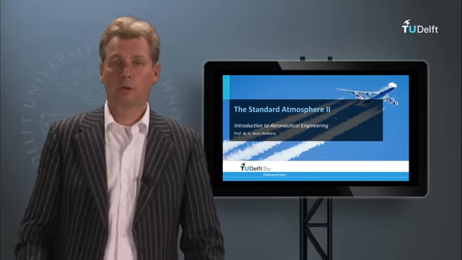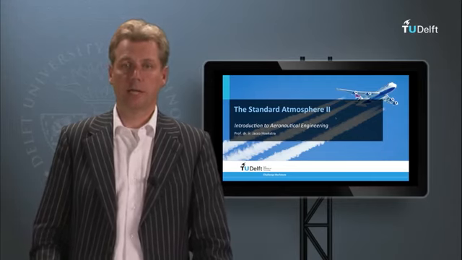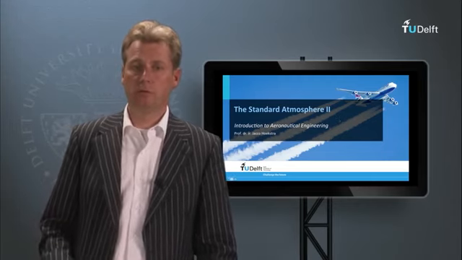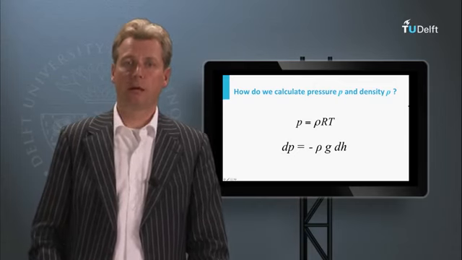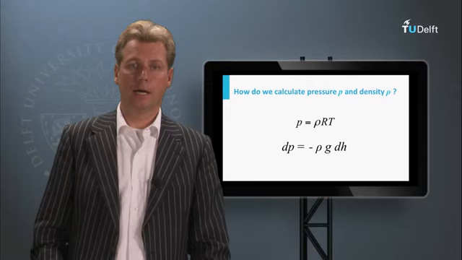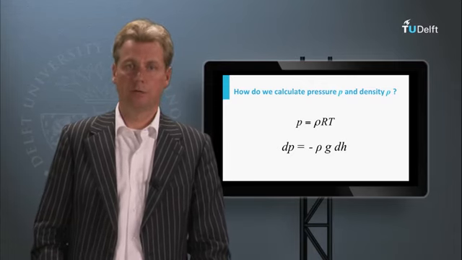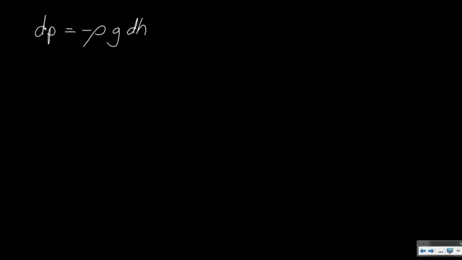In this video, we will derive the equations for pressure and density for the International Standard Atmosphere. Remember the two equations which we derived the last time, the equation of state, and we added to it the hydrostatic equation. These two equations are the starting point of our derivation, and especially the lower one. The hydrostatic equation: dP equals minus rho g dH.